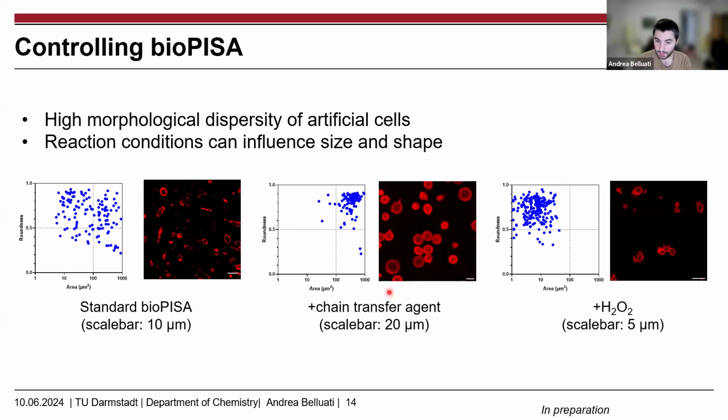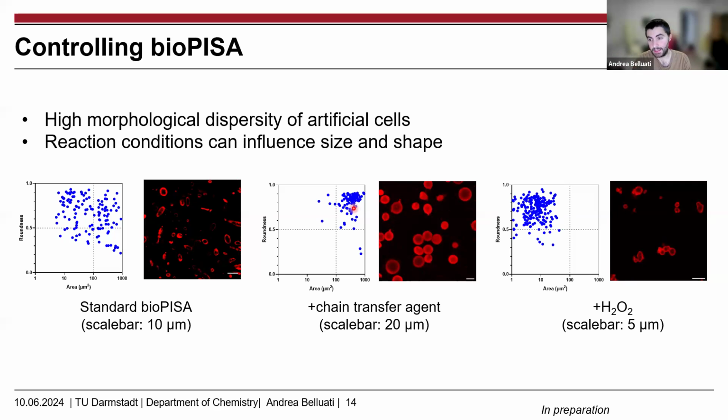Now, this has been developed for classical ATRP reactions, and we tried to apply it to this system. And what do we see? We see that the vesicles tend to be much rounder and bigger. So we enrich the big and rounder fraction of our vesicles.